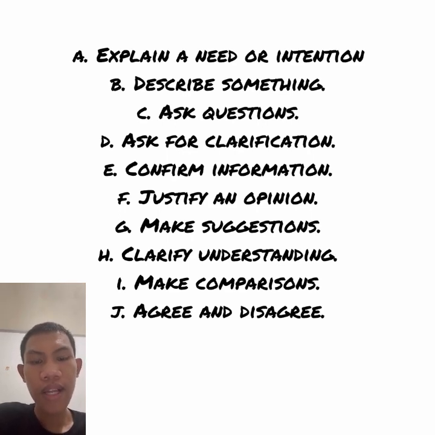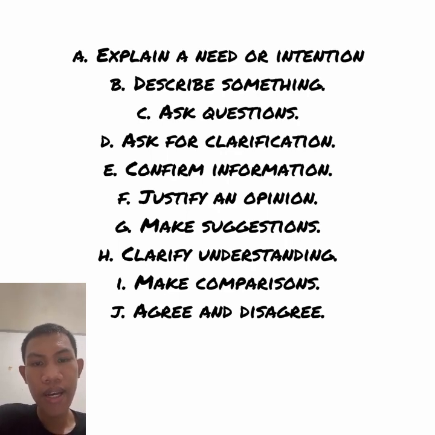D. Ask for clarification. In situations of ambiguity or confusion, participants need to have the ability to ask for clarification. This involves asking additional questions to clarify or ensure a better understanding. E. Confirm information. Participants need to have the ability to confirm the information that has been provided. This can be done through verification questions, requesting summaries, or seeking reassurance to ensure that the information received is correct.